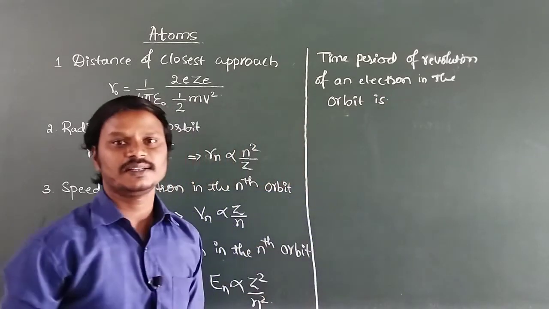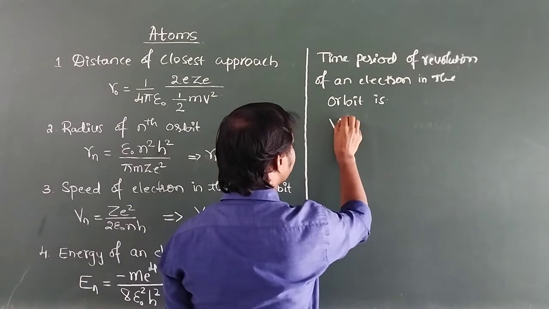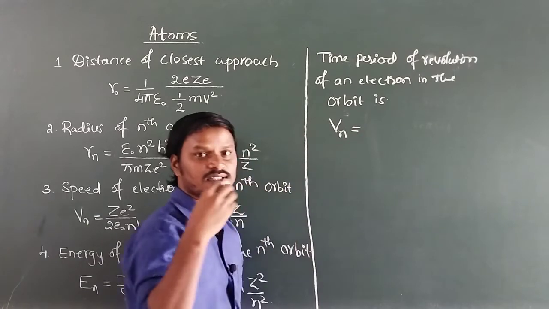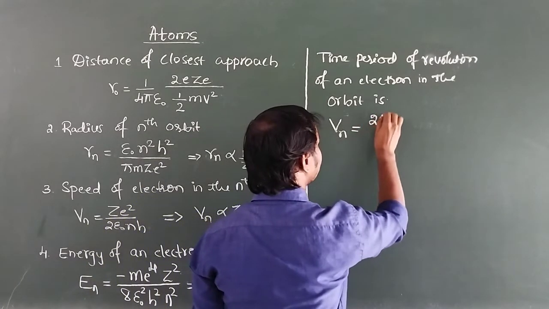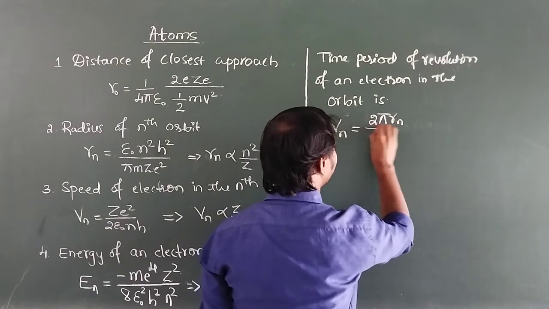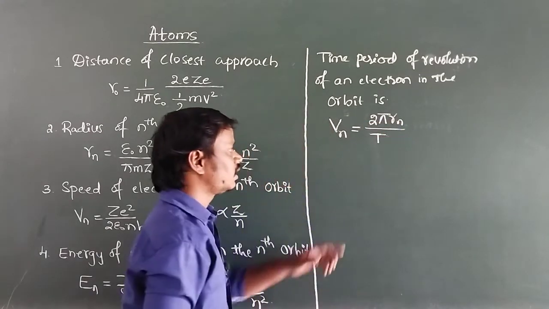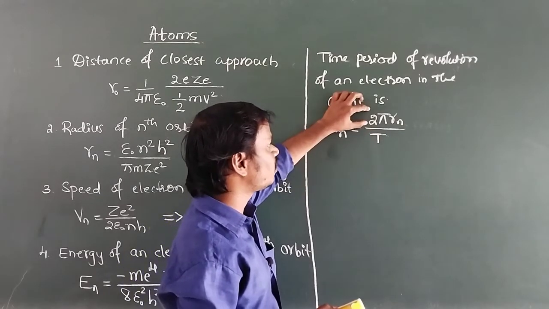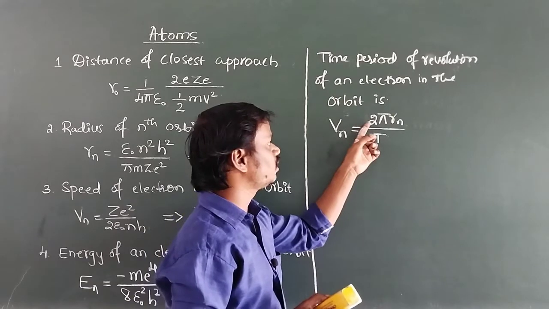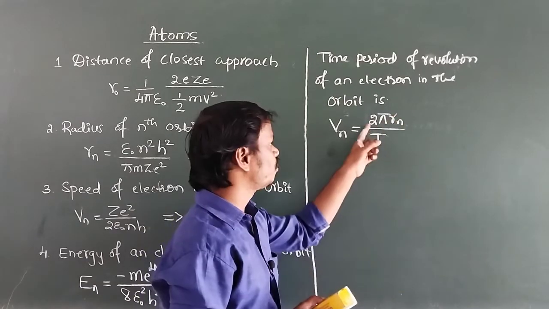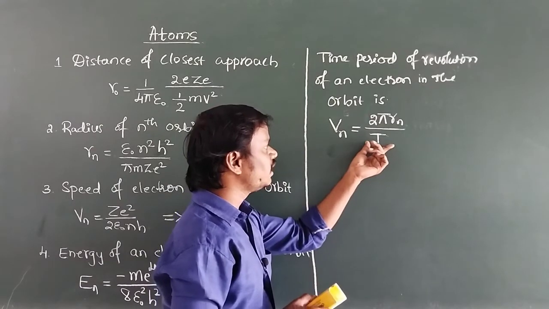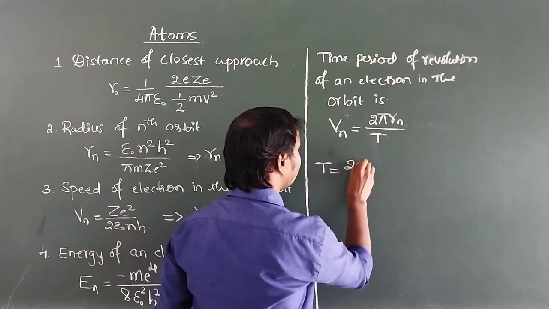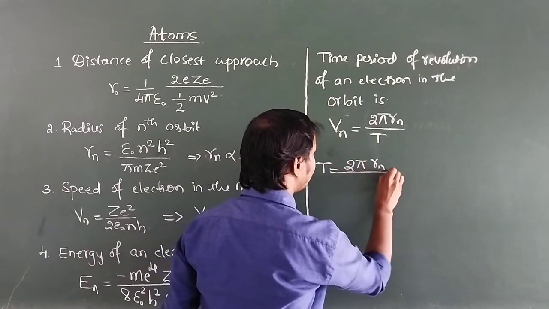So how to find time period? Already we know the speed of the electron in the nth orbit, that is Vn is equal to circumference of the nth orbit, that is 2 pi Rn, divided by time taken, that is called time period. Time taken to complete one revolution is called time period, and in one revolution the distance traveled by the electron is equal to the circumference of the nth orbit, that is 2 pi Rn. Now what we need is T, the time period, then T is equal to 2 pi Rn divided by Vn.